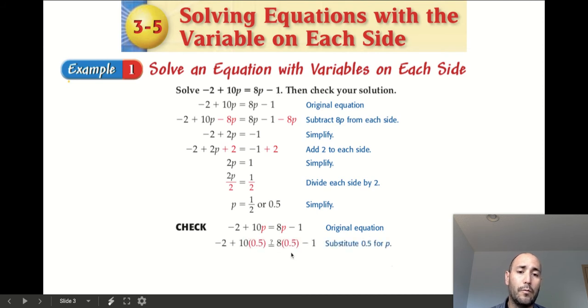So right here, I put 1/2, 1/2, or 0.5. And then I'm going to go ahead and simplify it and see if it actually works out. So I'm going to start by doing 10 times 0.5, which is 5, 8 times 0.5, which is 4. And then -2 plus 5 would give me 3, and 4 minus 1 also gives me 3. So both sides of the equation check out. So my solution is 1/2. That actually does work.